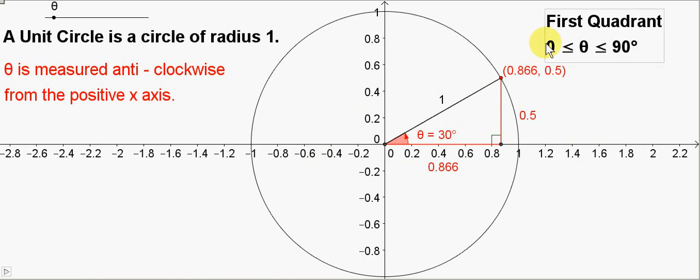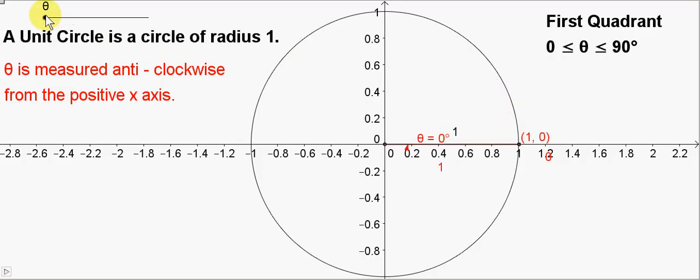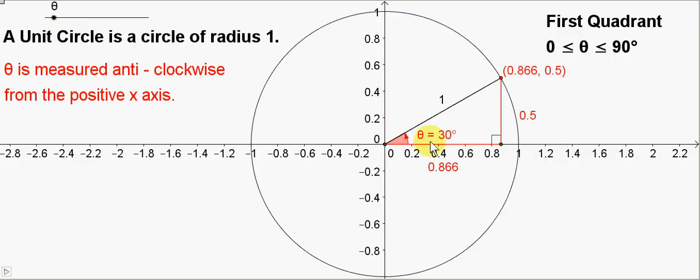Now, in this video, we are only going to look at acute angles. That is, angles in the first quadrant, this quadrant up here. Acute angles are angles that lie between 0 and 90 degrees. So we're going to look at an angle ranging from 0 degrees all the way up to 90 degrees. Here's an example. Theta equals 30 degrees.